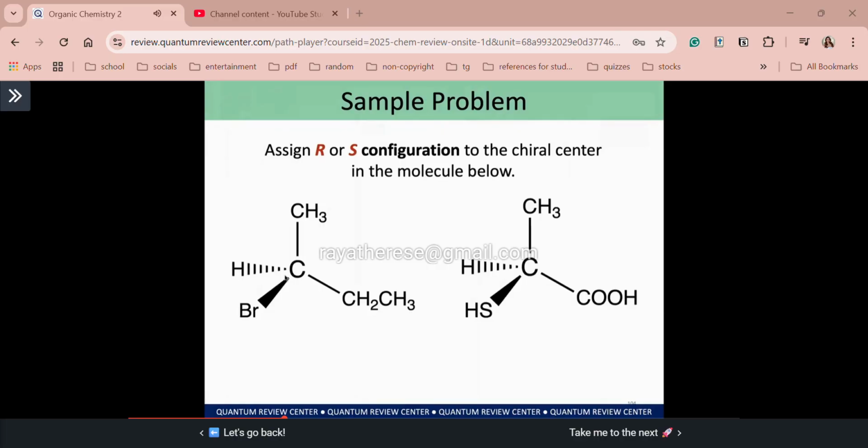Alright, for the last set of our sample problems, please answer this. Assign R or S configuration to the chiral center in the molecule below. Class, please pause the video before we reveal our answer here.